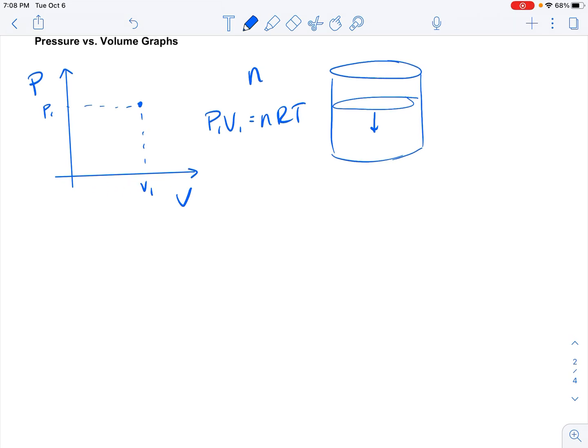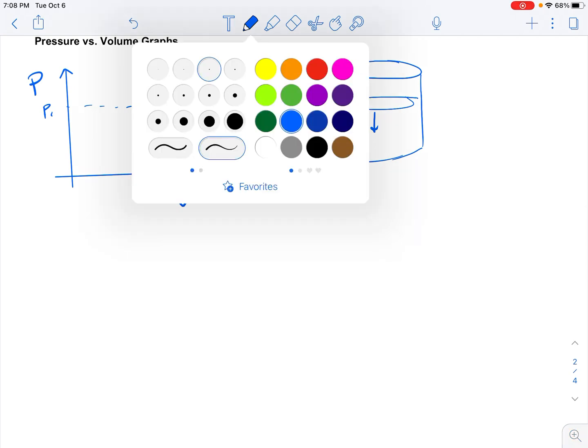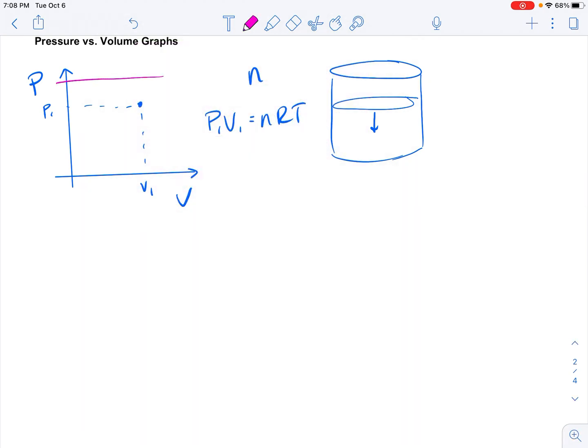Another thing we should realize is that temperature is maximized when PV is maximized. This product of P times V is proportional to temperature. So maximizing PV will maximize temperature.